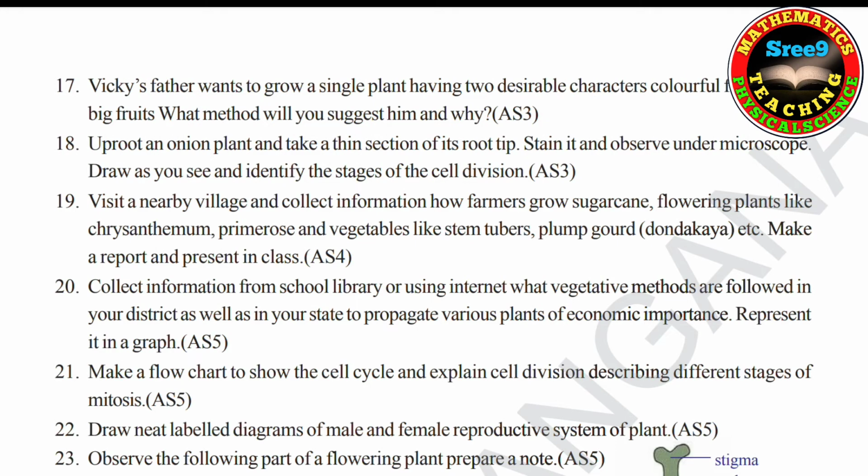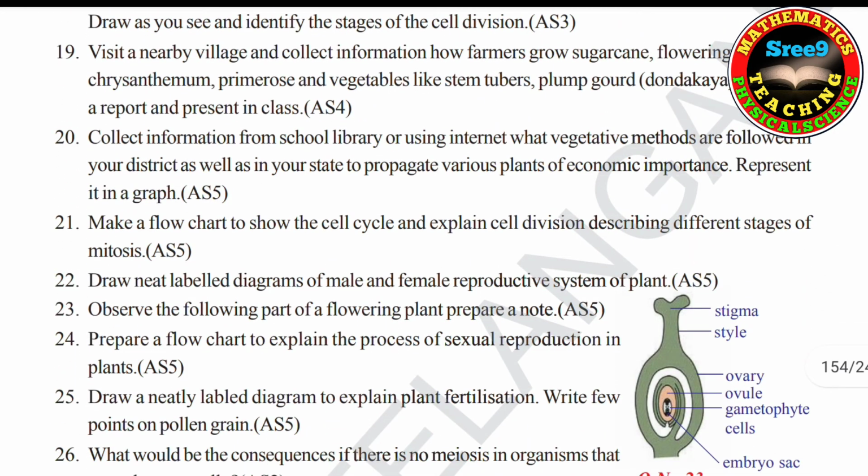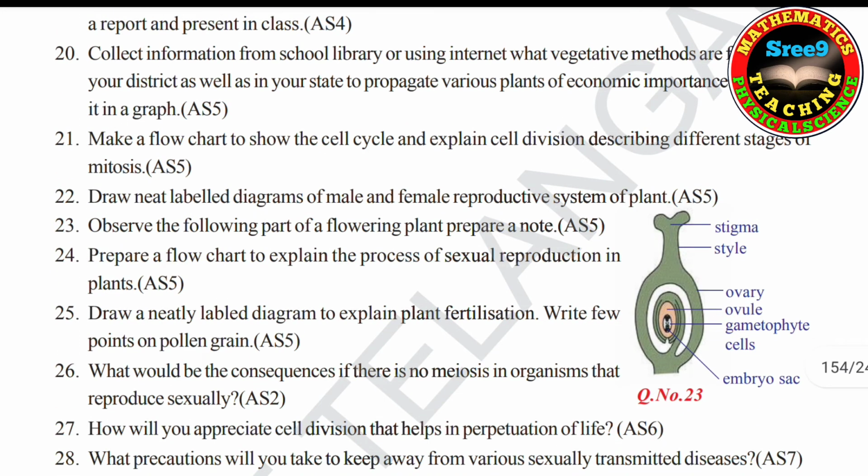Now coming to it, 17, 18, 19 you can leave, not that important. Yes, the 21st: make a flowchart to show the cell cycle and explain the cell division, describing different stages of mitosis. Yeah, I explained in the main points. Now it also came, important, right?